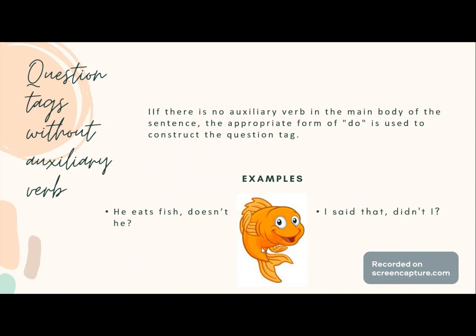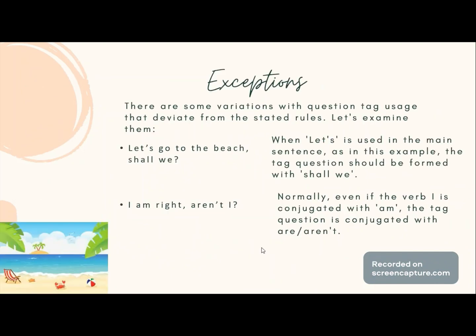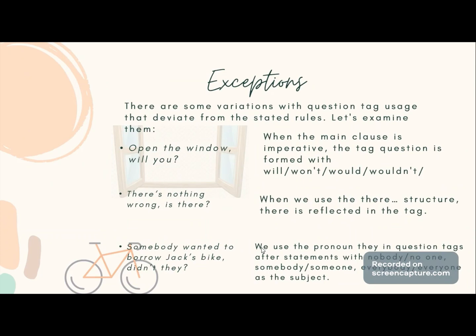Let's examine it. He eats fish, doesn't he? As you can see, there is no auxiliary verb in the main sentence, so we use do or does appropriate to our pronoun. There are some exceptions to tag question rules. Let's examine them. Let's go to the beach, shall we? When we see let's in the main sentence, we use shall in the tag question. I am right, aren't I? There is no am not in the tag question form, so when we see I am, we use aren't I in the tag question.